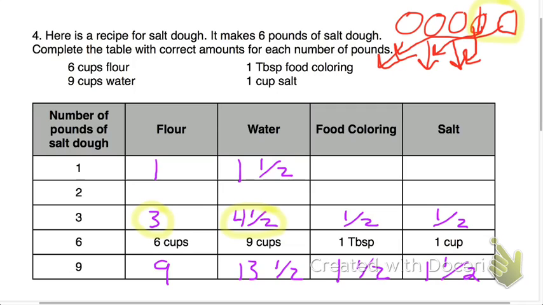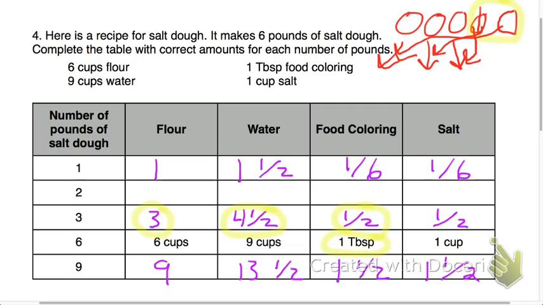Next thing, for the food coloring for 1 person, I could divide this by 3, but I also notice I could divide this by 6, because 1 tablespoon is enough for 6 people. So dividing by 6 is pretty easy when the number is 1. It's just 1/6. And then it'll be the same thing for this column, 1/6.